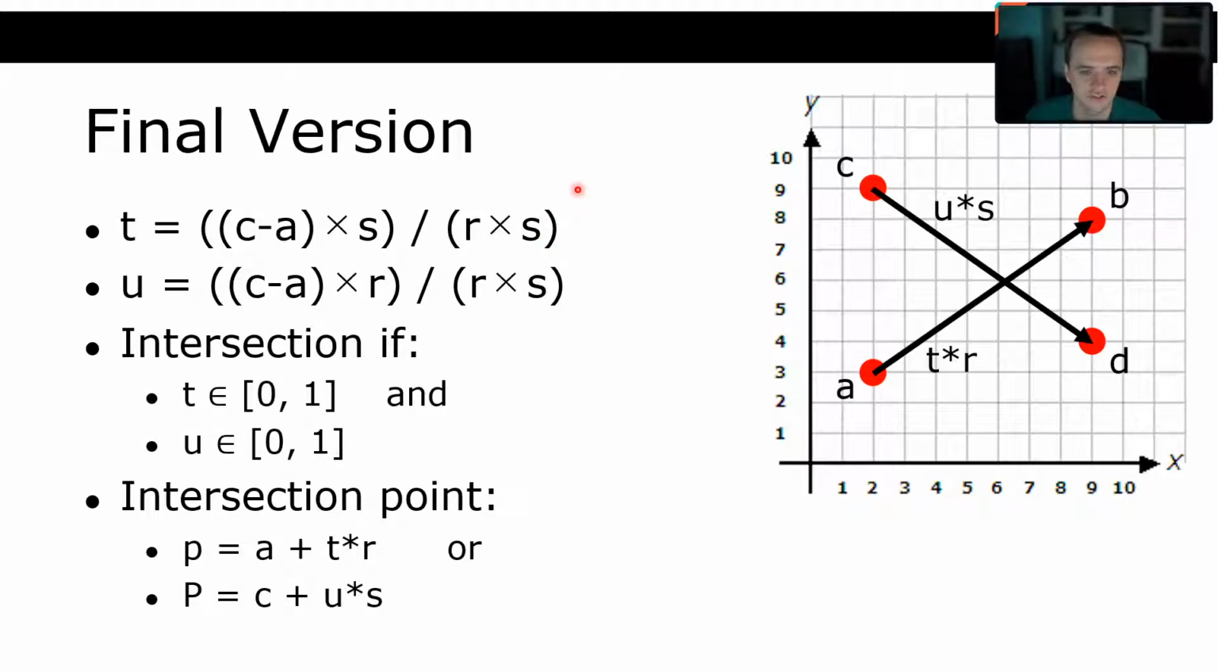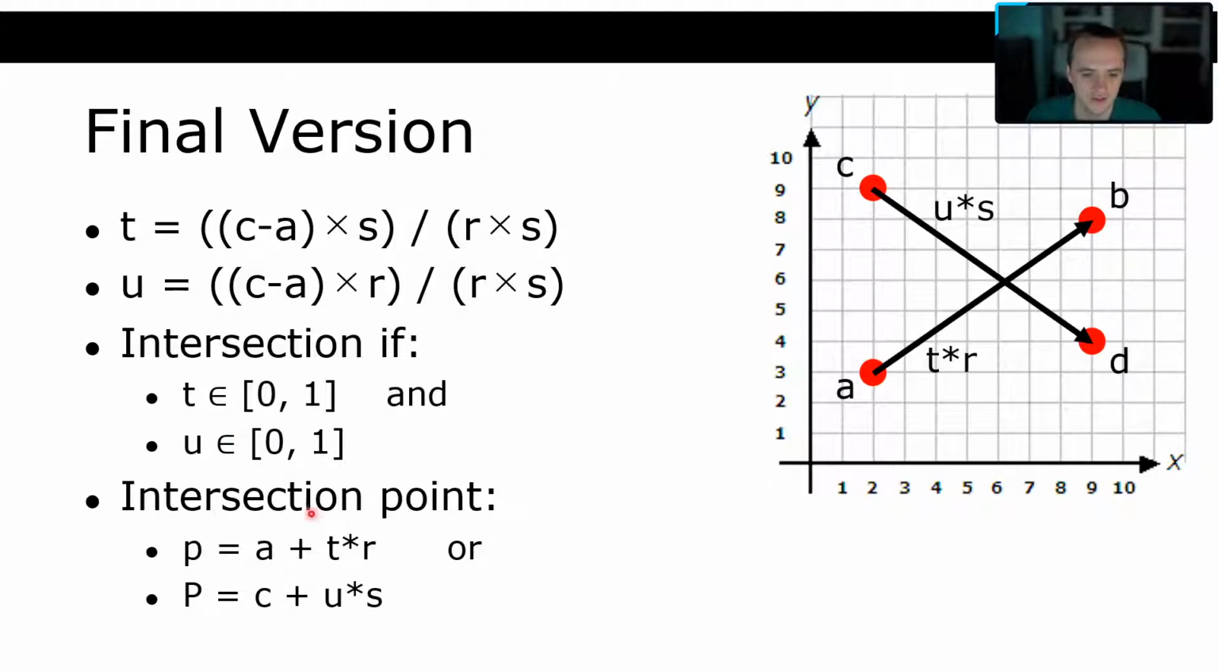So here's the final version. We have t is equal to c minus a cross s divided by r cross s, and we have u is equal to the same thing, except s and r are different. To check for an intersect, we solve this, we get our values of t and u, and we have an intersection if t is between 0 and 1, and u is between 0 and 1.